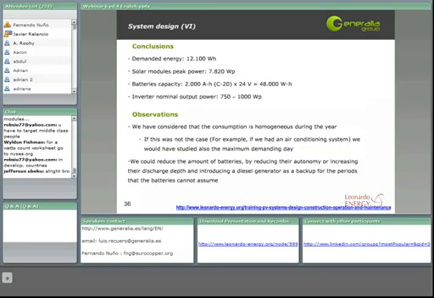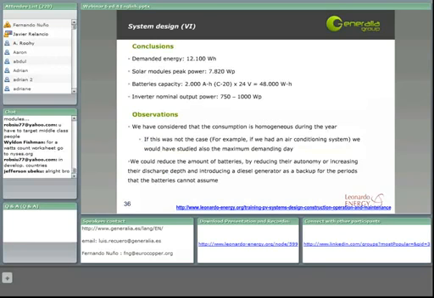So, in conclusion, we have to know that for a demand of energy of 12,100 watt hours, we could use 7,820 watt peaks of installed solar power, with a battery capacity of 48,000 watt hours, and an inverter nominal output power of about 750 watt peak.